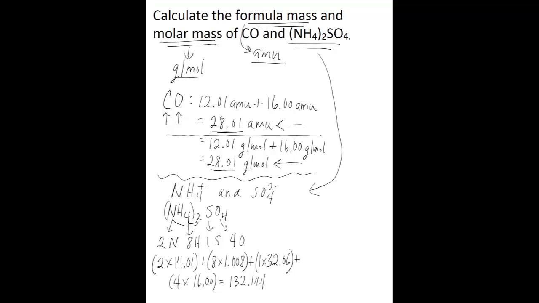What you want to do now is round that to 4 significant figures, because each of these atomic masses that you got from the periodic table have 4 significant figures each. So your final answer here will be 132.1 AMU if we're talking about the formula mass, and you can also express that in grams per mole if we're talking about the molar mass. So that's it.